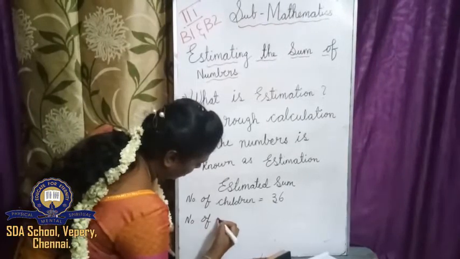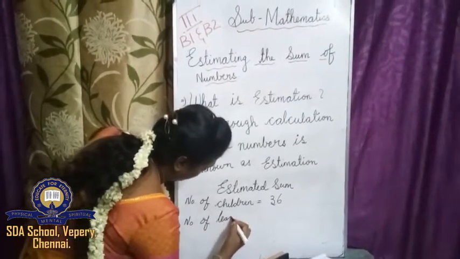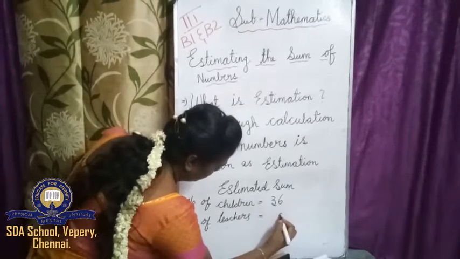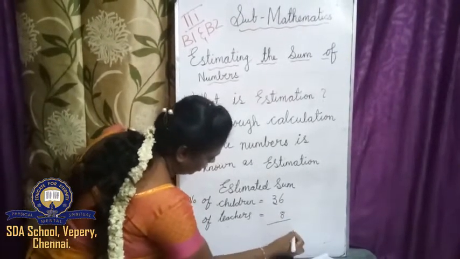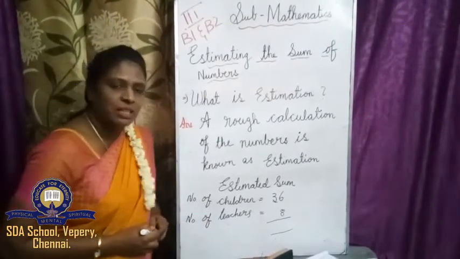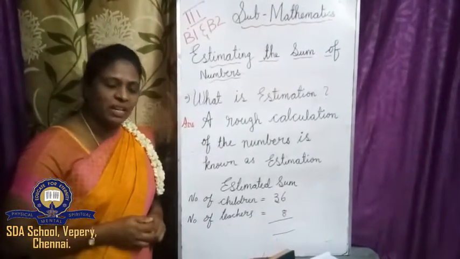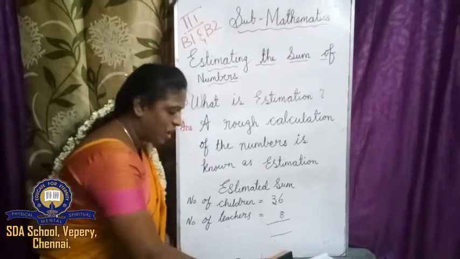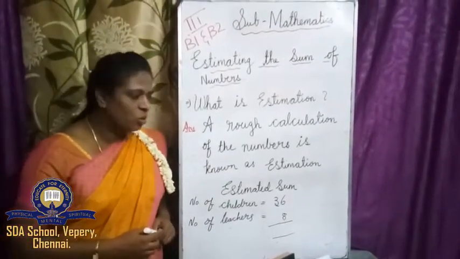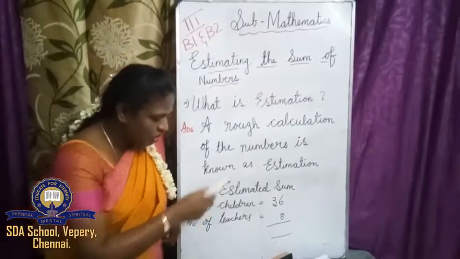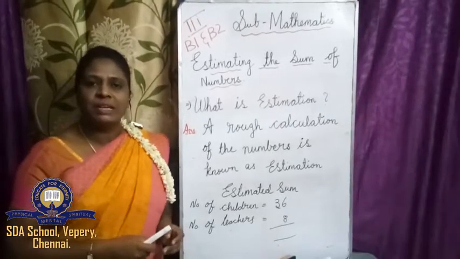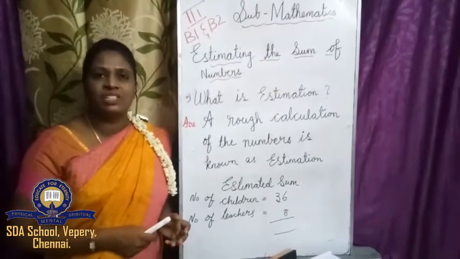Number of teachers is 8. Okay, this is the number which the boy tells to his mother. Now the mother, what will she do? She will think, oh, there are how many children? 36. So mother will say, okay my son, there are 36 students.